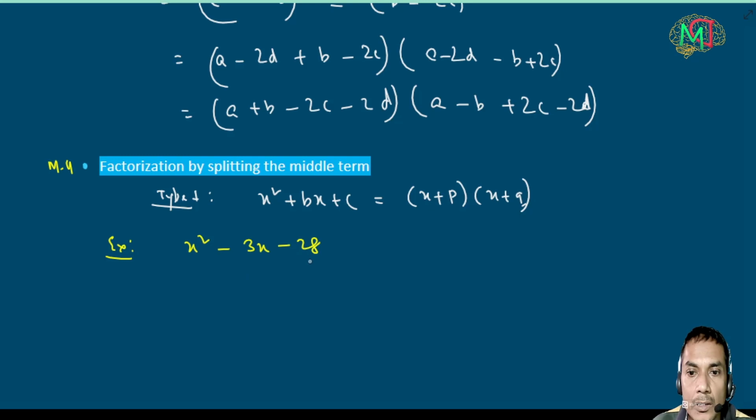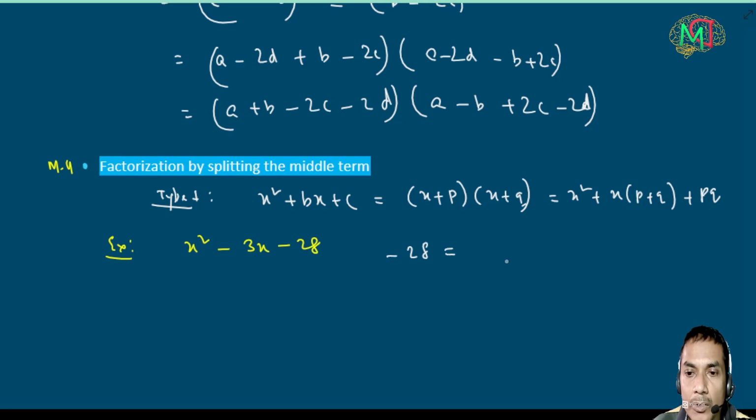So how can you find out? These are the product. Why? Because x square plus x into p plus q plus pq. So pq is actually minus 28 and p plus q is equal to minus 3. So we have to find the values of p and q. How can you do that? First we write the product, that is minus 28, and this is the product and that is the sum. Then we have to factorize it to get the product minus 28. What will be the two factors?